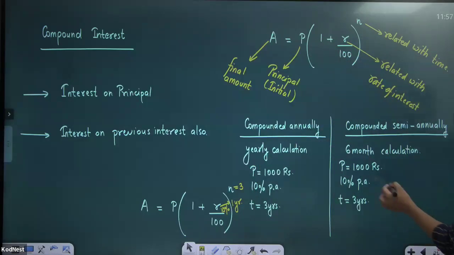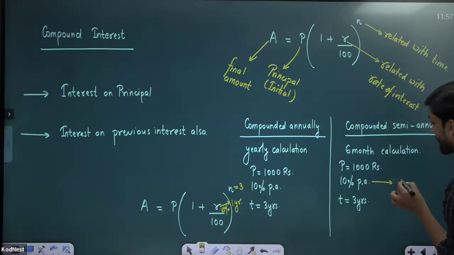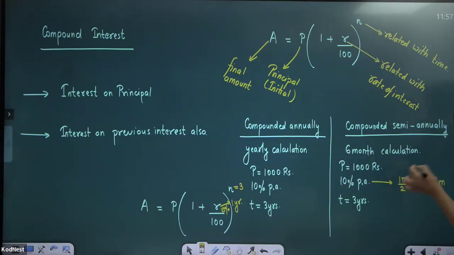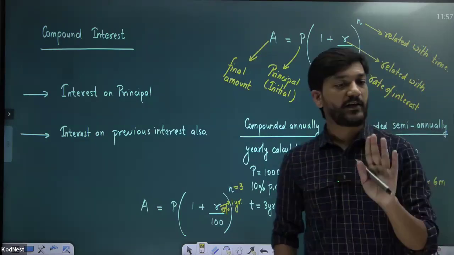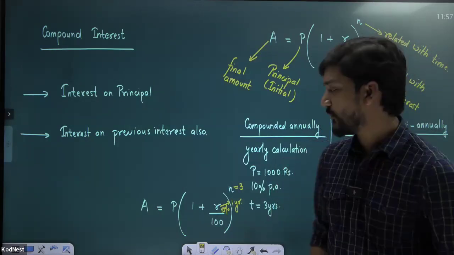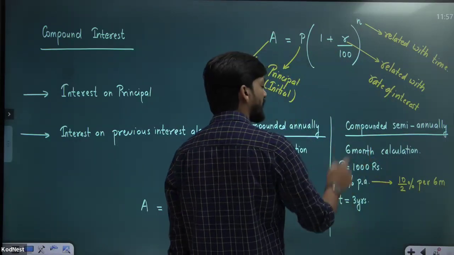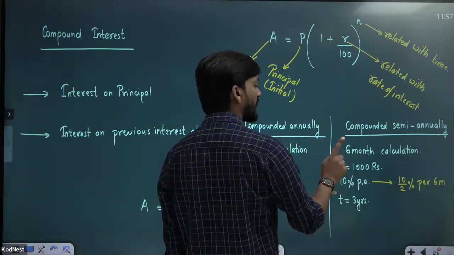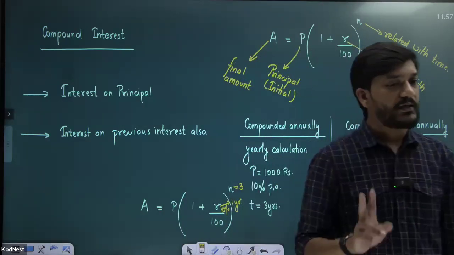So that means you will have to put 10 by 2, that is 5%, for 6 months. This is what you will have to put in the formula, because you are not calculating for 1 year. You are calculating for 6 months. This value is for 1 year. This value is for 6 months. All right, next question.